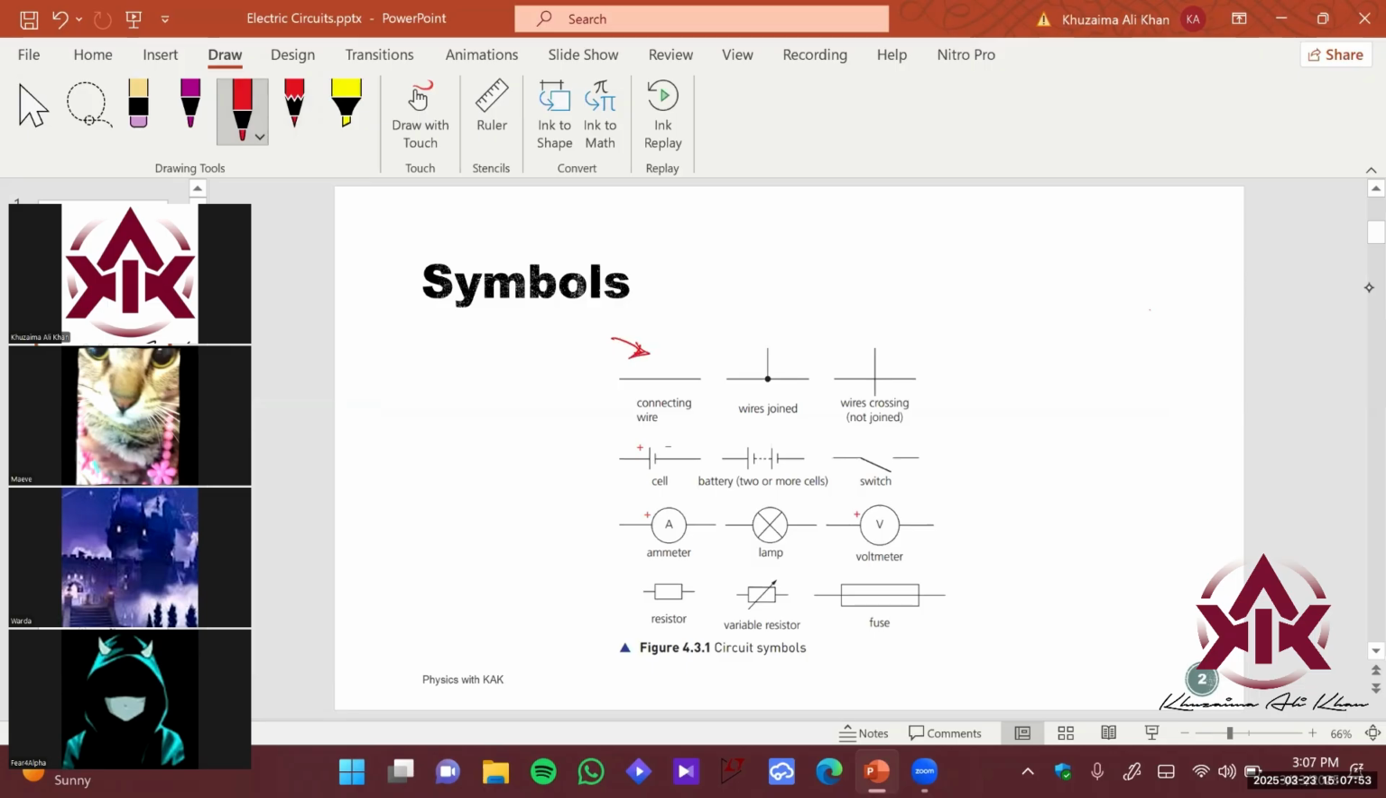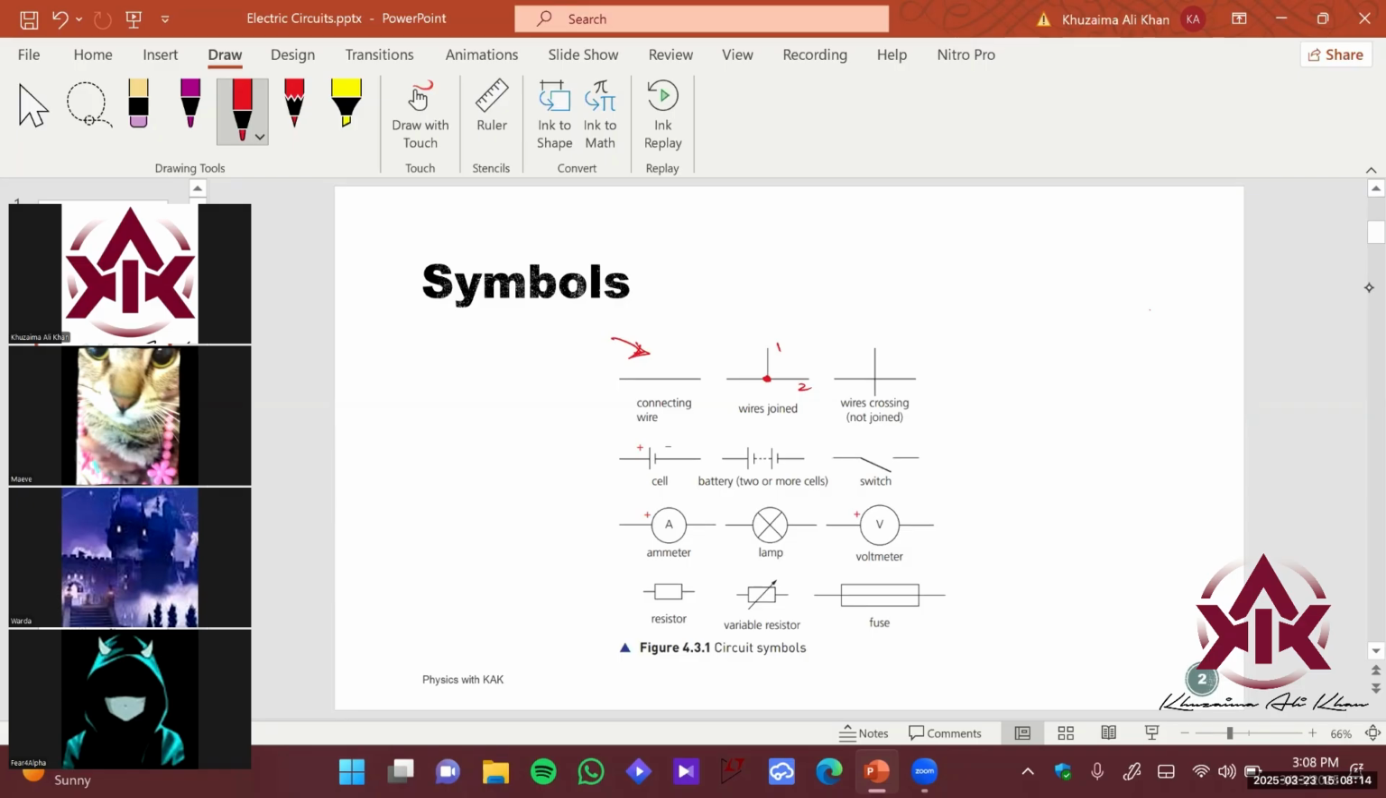If you want to show that two wires are connected together, let's say this is wire one and this is wire two, you draw a dot, which is basically a shaded spot, which means they are connected together over here. But if there is no dot, it means the wires are just crossing over each other. They're not connected together.